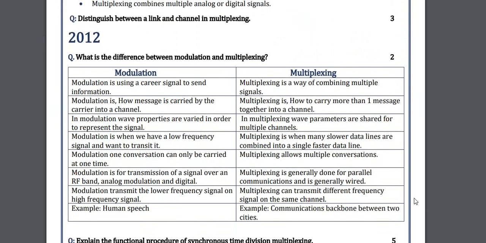Oh wait, we have to discuss this one, which is modulation and multiplexing. Modulation is used to carry the sender's information on carrier signals, and multiplexing is a way of combining multiple signals. Modulation changes the form, that is, it converts from digital to analog or analog to digital, but in multiplexing we don't change the form; we combine two or three things and send them on one line, which is known as multiplexing. So this difference is also very important.